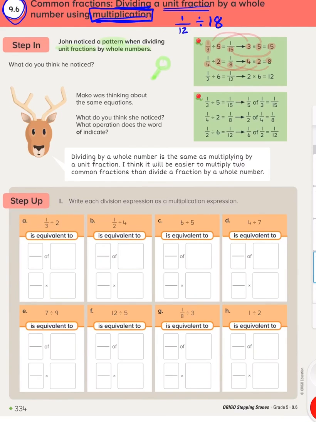So for example, 1/3 stays the same. My division turns into multiplication. My 5, which is the same thing as 5 over 1, flips upside down, which turns into 1/5, and I get 1 over 15. But he is noticing this, okay? Now let's look at this next student.